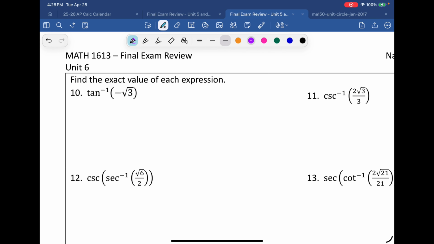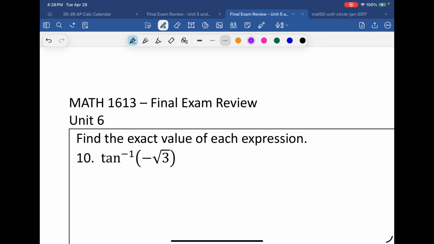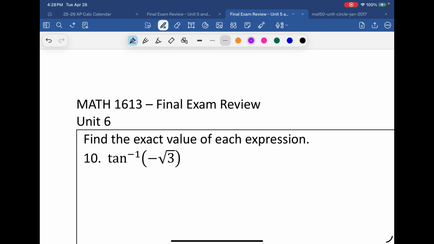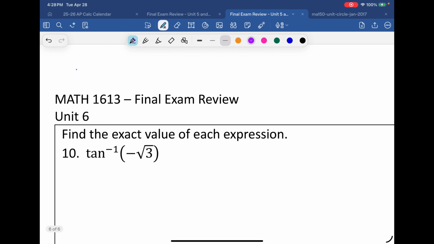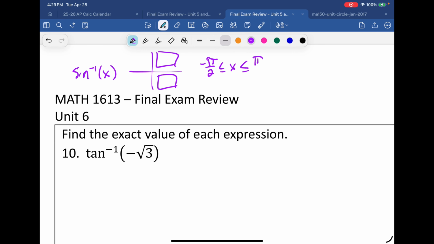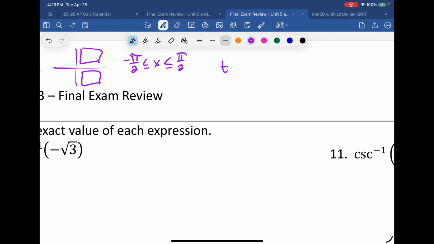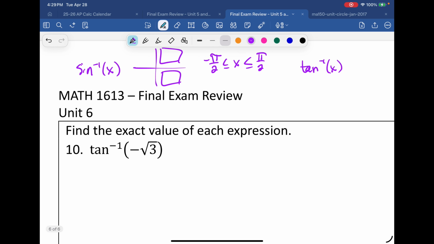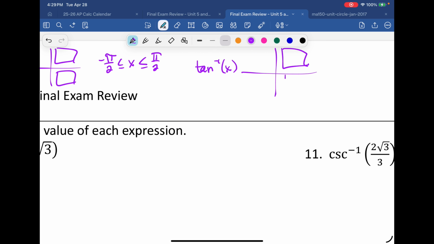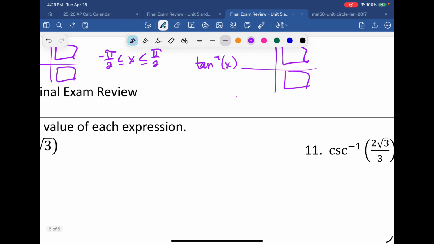Okay, inverse tangent of negative root 3. So we're talking about these inverses. Sine, cosine, and tangent have restrictions on their domain for inverses. Sine is restricted to quadrants 1 and 4, from negative pi over 2 to positive pi over 2. So we have positive reference angles, negative reference angles. Tangent is the same one. The difference is that we don't include negative pi over 2 and positive pi over 2, because tangent is undefined there.